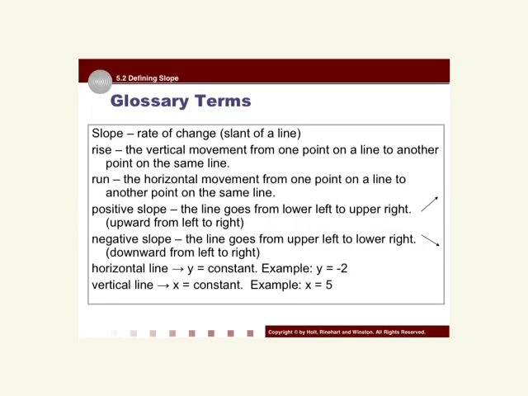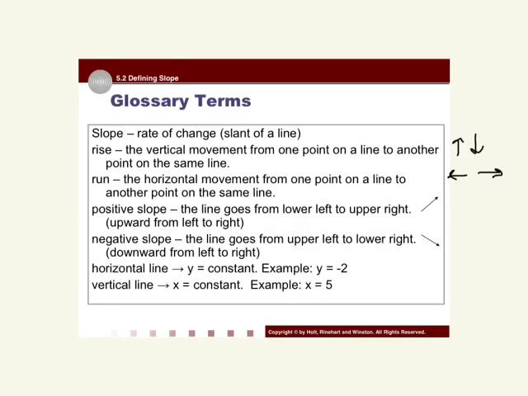So our rise is going up or down. Our run is going left or right. If it has a positive slope, the line goes from lower left to upper right, or it moves upward. A negative slope, the line goes from upper left to lower right, or it moves downward.